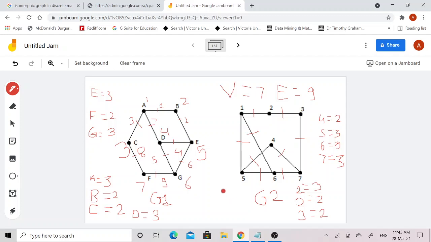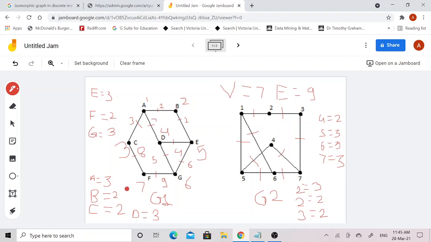Now we need to compare the degree of vertices for both graph G1 and G2. So there are total number of 4 nodes which contain the degree of vertex 3 in graph 1 and graph 2. From graph 1, A, D, E and G, these are the 4 nodes which contain the degree of vertex 3, and from graph 2 there are node 1, 5, 6, 7. These 4 nodes contain the degree of vertex 3.